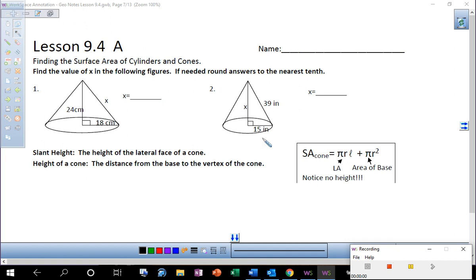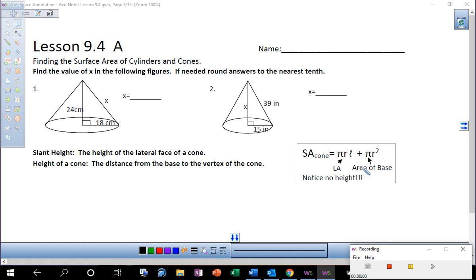Alright, so today in geometry we are going to work on surface area of cylinders and cones. You will notice that the cones have a similar shape to the pyramids that we worked with. However, we do have a formula that we will use for our cones, and we have a slightly different formula that we will look at as we get to our cylinders as well.